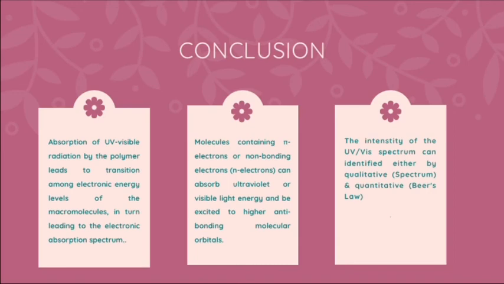The intensity of the UV-VIS spectrum can be identified either by qualitative analysis, which is by using the spectrum, or by quantitative analysis, which is by using the Beer-Lambert law. Using the Beer-Lambert law, the absorption of spectra generated from these samples at a given wavelength can be related directly to the concentration of the sample.